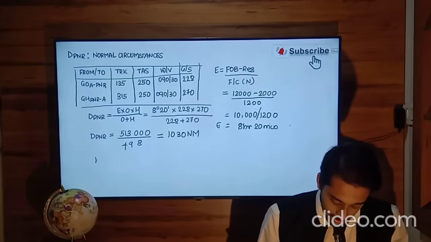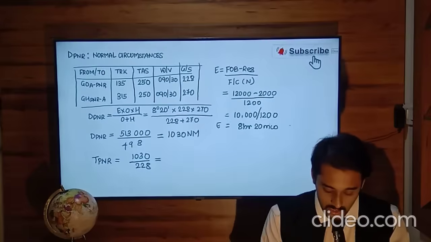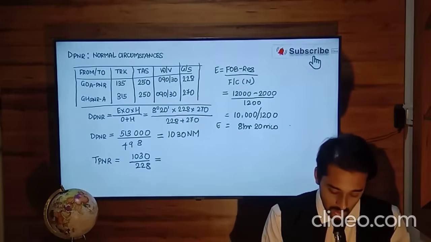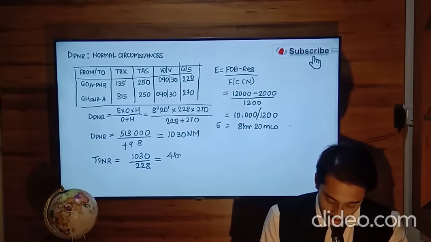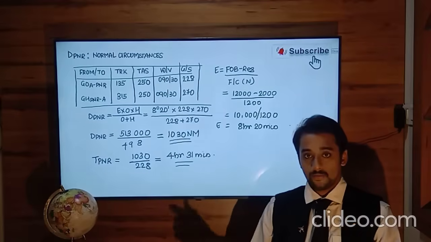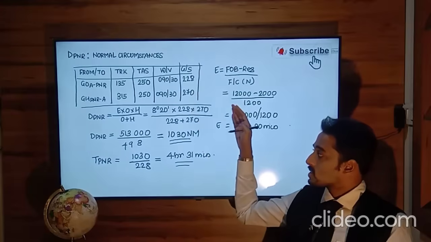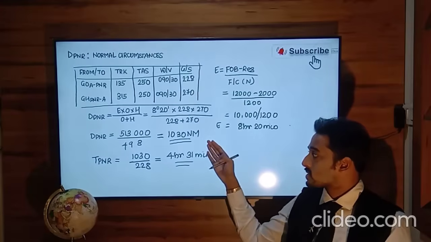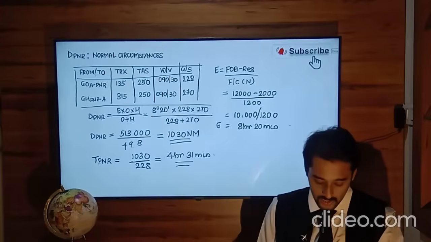Time to PNR will be equal to distance divided by outbound speed of 228, which equals 4 hours 31 minutes. So in your exam you will select the option which is closest to both of them. So very simple, just draw the table, find endurance, substitute the value. So distance is 1030 and time to PNR is 4 hours 31 minutes.